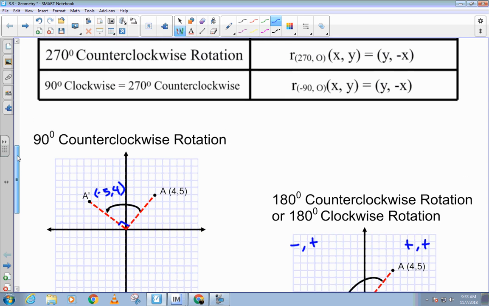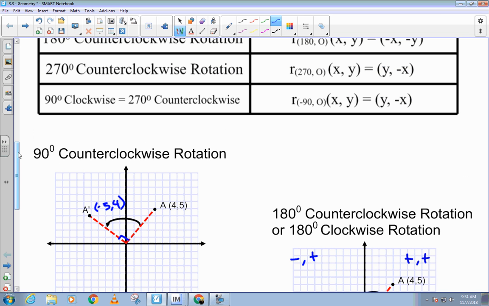Now, this is the notation. Our rotation 270 about the origin. If I do the 90 clockwise, it's a negative 90. That's telling me I'm going in the opposite direction. So these two are the same, and the rules are the same. The rule is you change the x sign and they switch places.